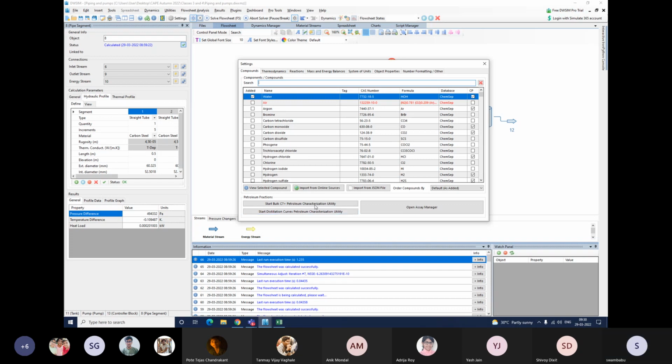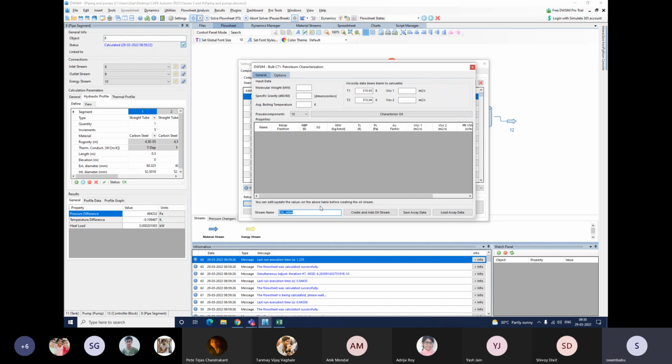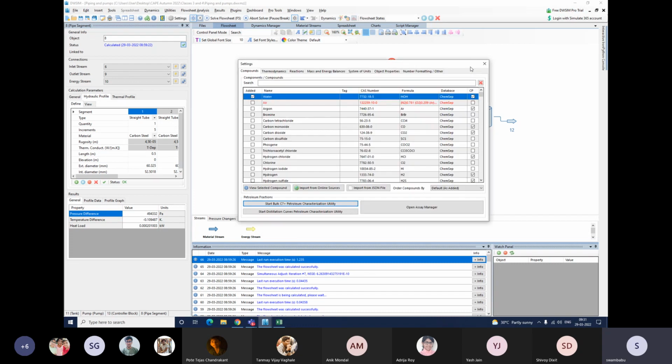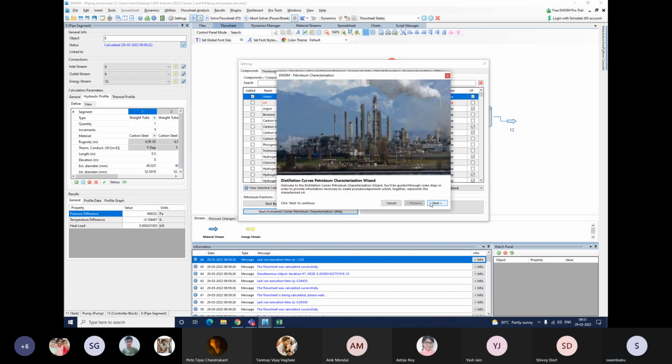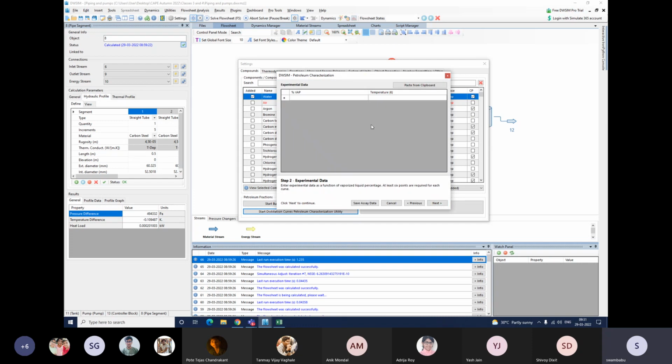There is another way of giving the crude distillation. We can give the overall TC, PC, and all those variables. That is more complicated, and the TBP data is the easier way to define these petroleum components. That is called petroleum characterization.